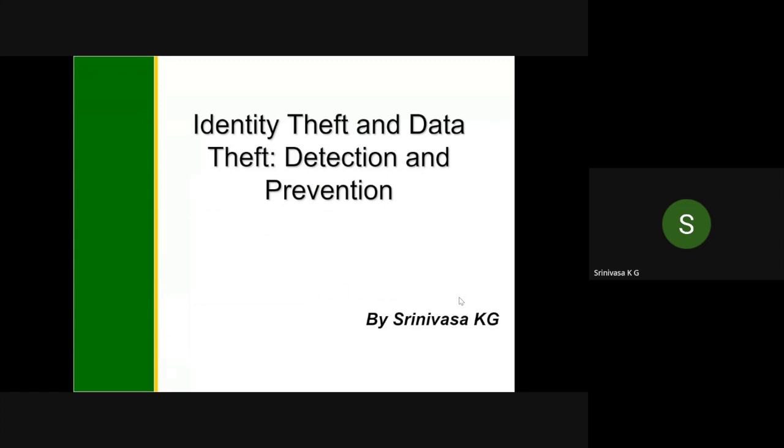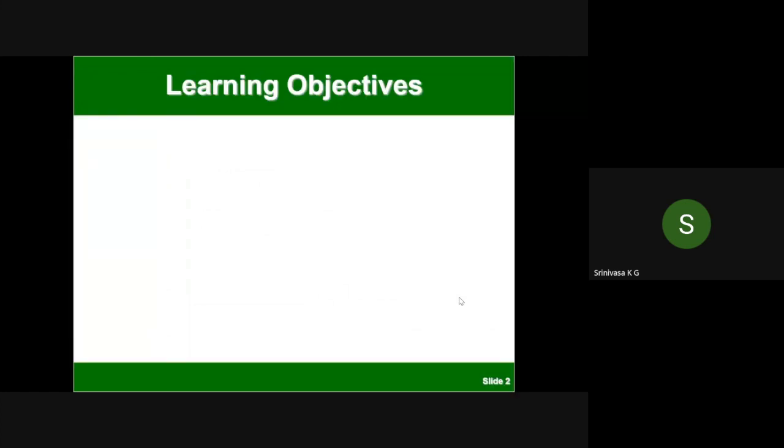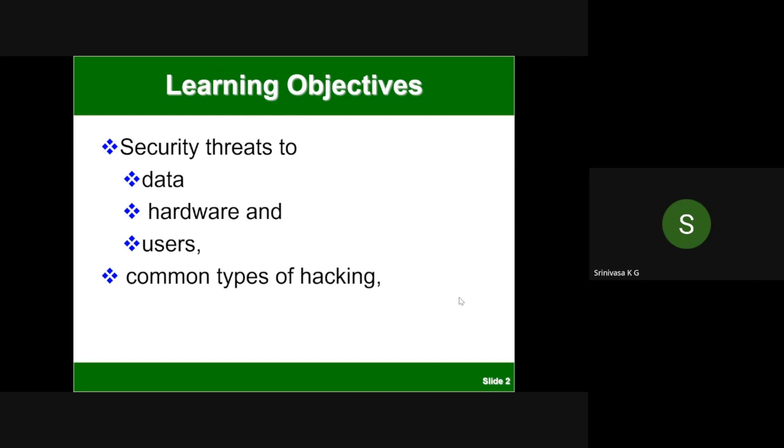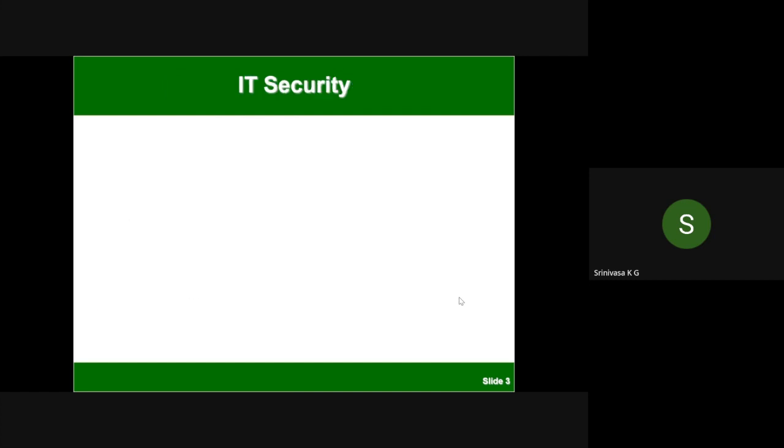So identity theft and data theft, the detection and prevention. Typically here we will see how data theft and other attacks are actually carried out, how the threat to the hardware will come, how the threat to the user will come, and many more. What are the common types of hacking, and what are some of the proactive measures?